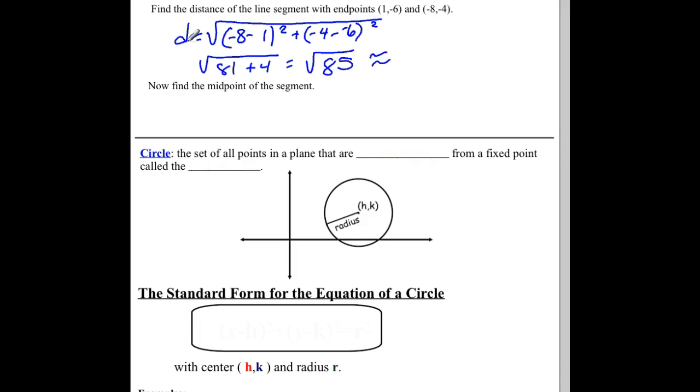Approximate answer, 9.22. All right, we good with that? All right, midpoint.